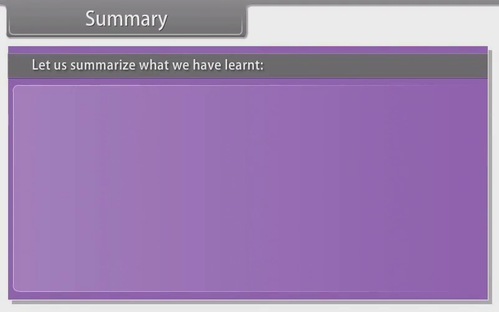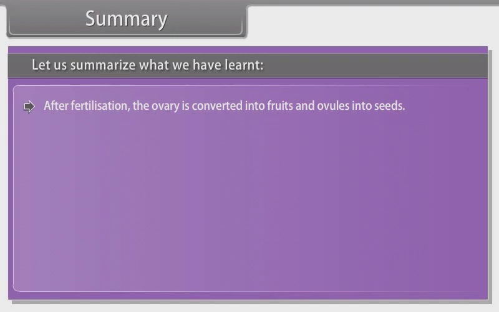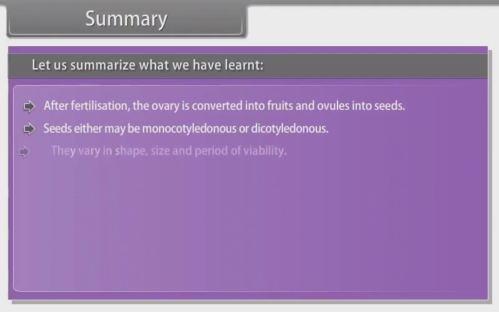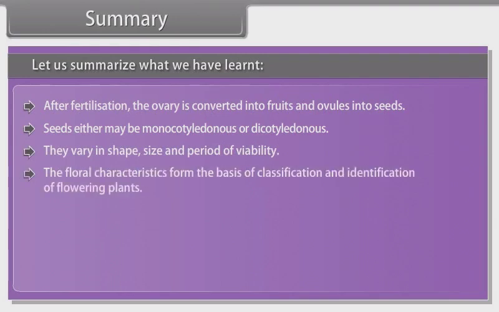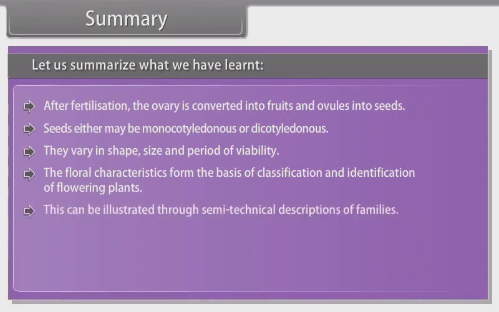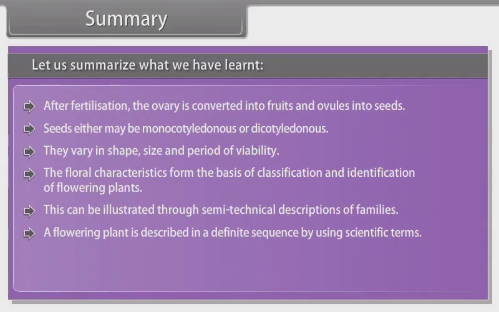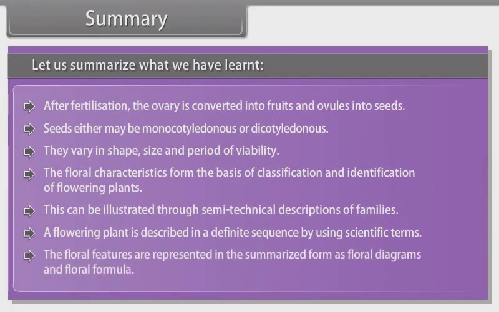Summary. Let us summarize what we have learned. After fertilization, the ovary is converted into fruits and ovules into seeds. Seeds either may be monocotyledonous or dicotyledonous. They vary in shape, size, and period of viability. The floral characteristics form the basis of classification and identification of flowering plants. This can be illustrated through semi-technical descriptions of families. A flowering plant is described in a definite sequence by using scientific terms. The floral features are represented in the summarized form as floral diagrams and floral formula.